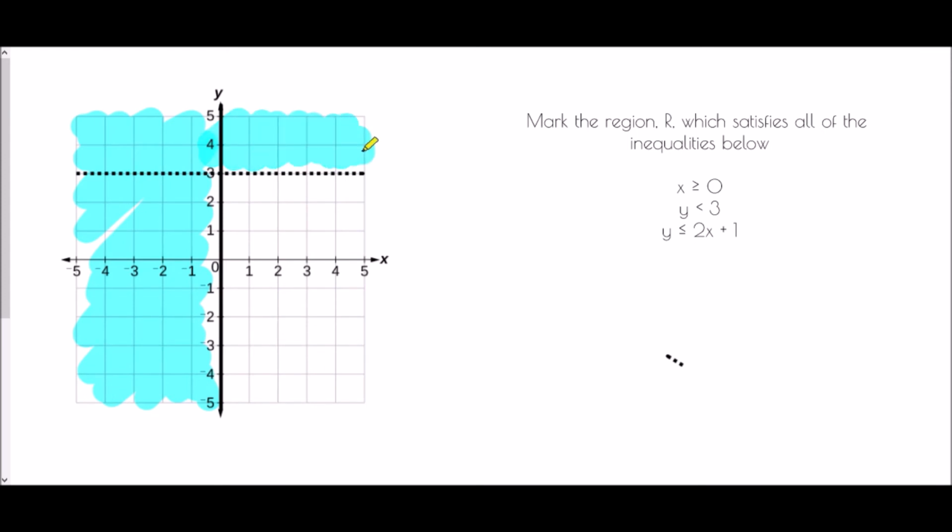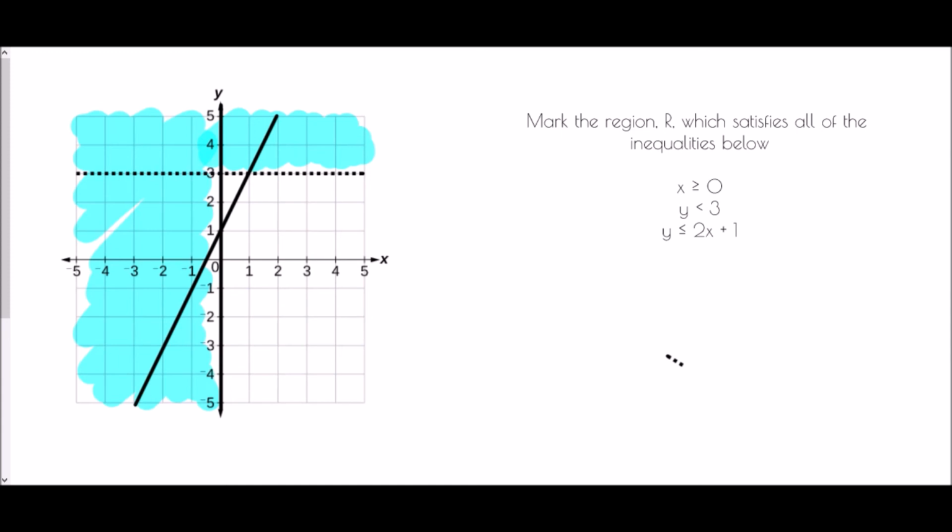And then y is less than or equal to 2x plus 1. Well, I'm going to begin with the line y equals 2x plus 1. I know that it crosses the y-axis at 1 and it goes up 2 for every 1 along, and so I can just draw that line straight in without forming any coordinates. It would look like that.